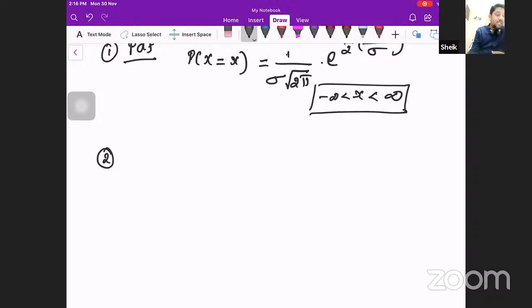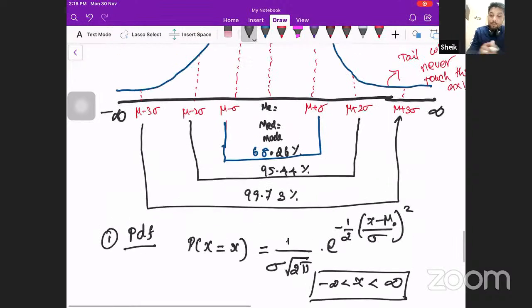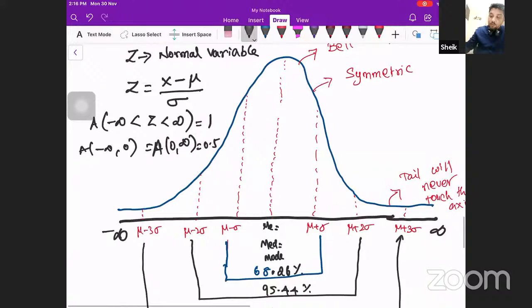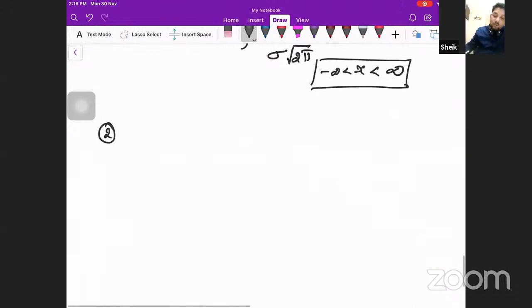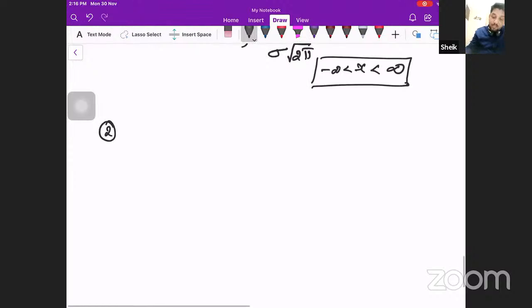Now, the total area under the normal curve is equal to 1. I hope you remember it. Okay, total area under the normal curve is equal to 1. Symbolically, it is nothing but the integral from minus infinity to plus infinity of f of x dx, which is always equal to 1. Symbolically, this is the way we are going to write.